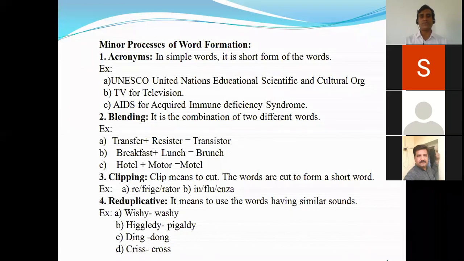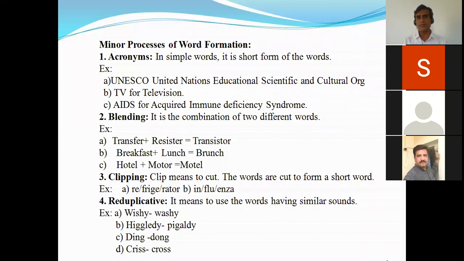Next is blending. We blend, we mix and amalgamate two different words. For example, transfer plus resistor becomes transistor in English. Breakfast plus lunch becomes brunch. And hotel plus motor becomes motel. So these are the examples of blending, remember.